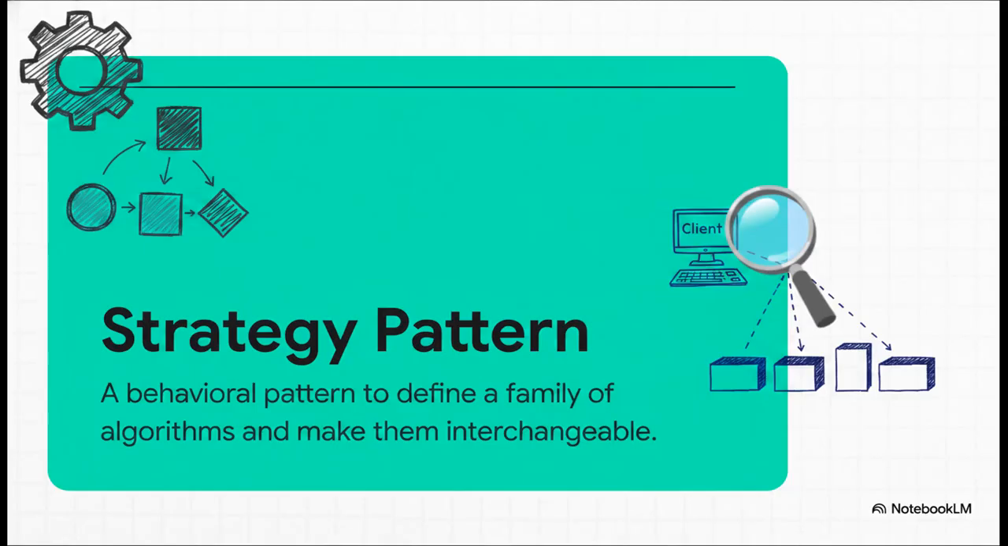Well, the official textbook definition is that the strategy pattern is a behavioral pattern where you define a family of algorithms, you put each one in its own separate class, and then you make their objects totally interchangeable. This means the main part of your app can use any of these algorithms without ever getting tangled up in the specific details of how they work.